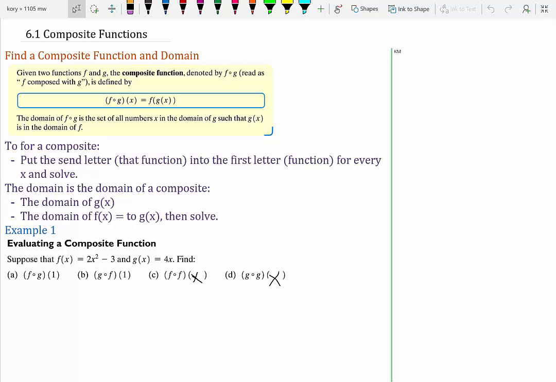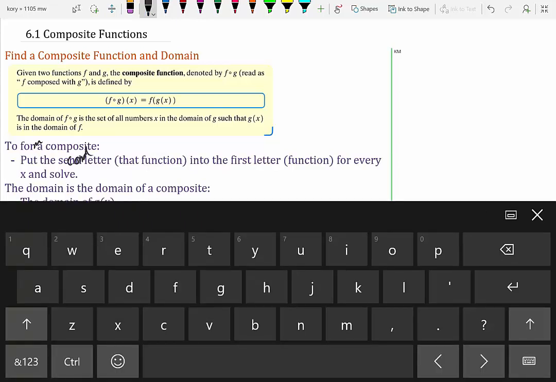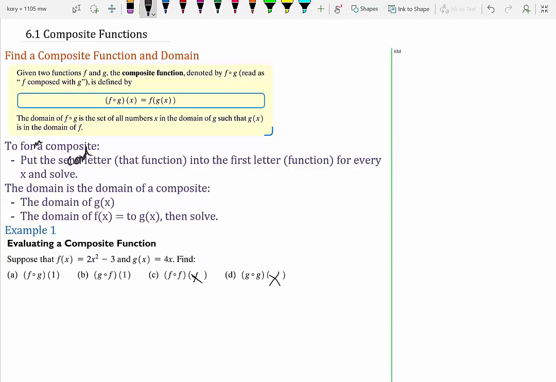So given two functions, f and g, the composite function is denoted by f composed with g. So that little circle is "composed with." And that's defined as f composed with g of x equals, so you put g of x inside the function where every x is. So to form a composite, you put the second function, whatever it is, into the first function for every x and solve.